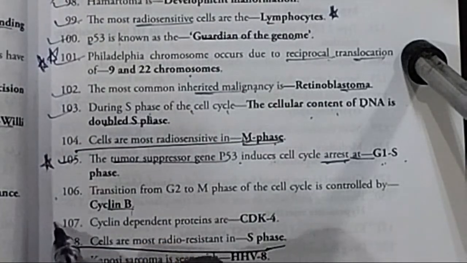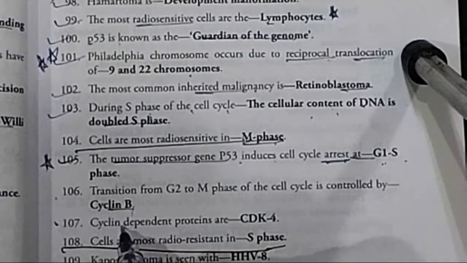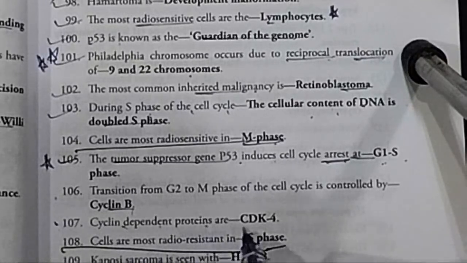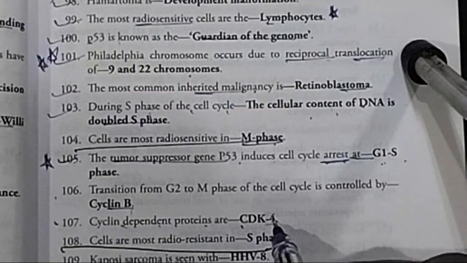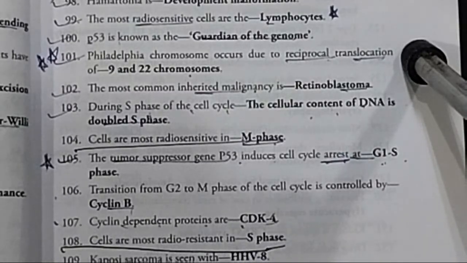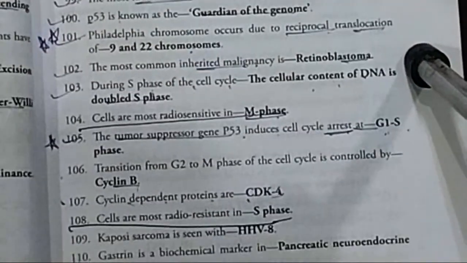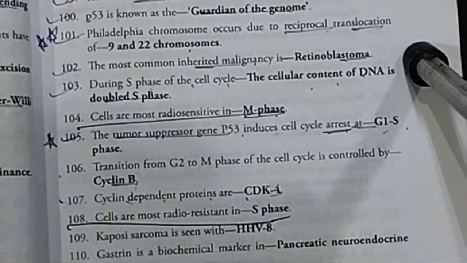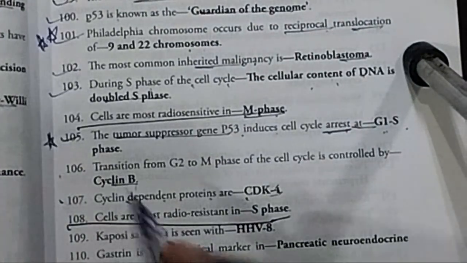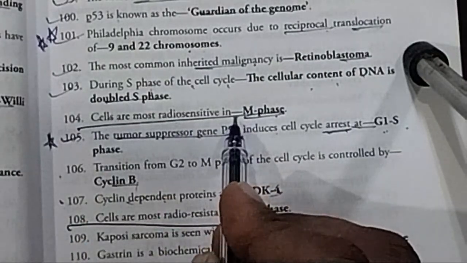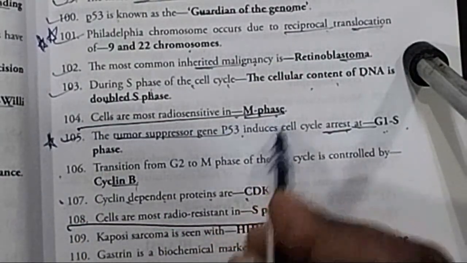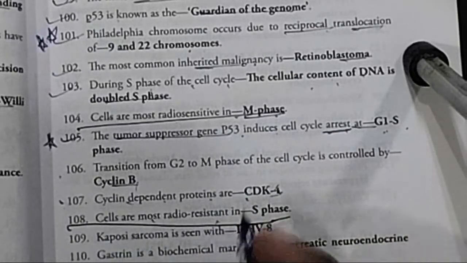The next important MCQ that they can ask is: cyclin dependent proteins are. The cyclin dependent proteins are CDK4. Now, the cells which are most radio resistant. Do remember, I've already discussed these two points are related. Cells most radiosensitive in the cell cycle are in the M phase, and the cells most radio resistant.